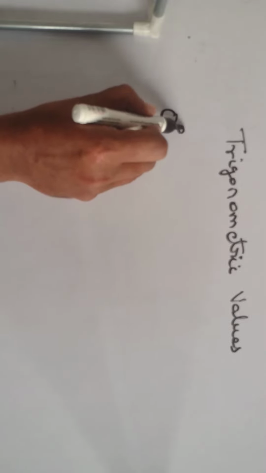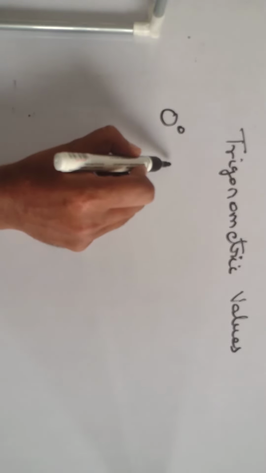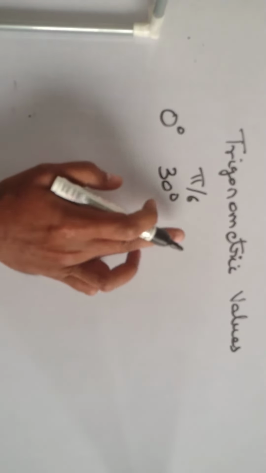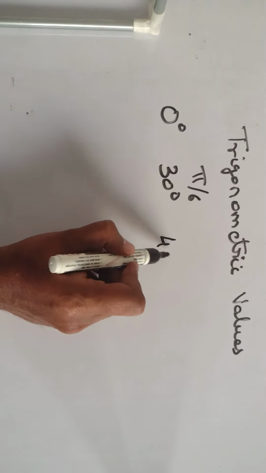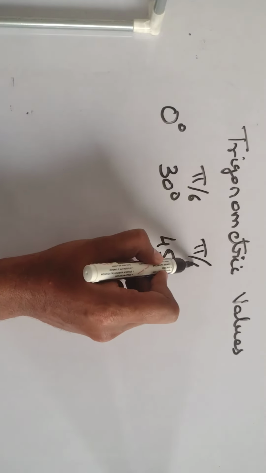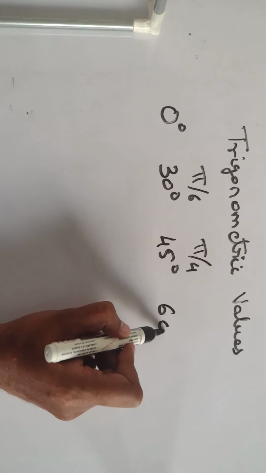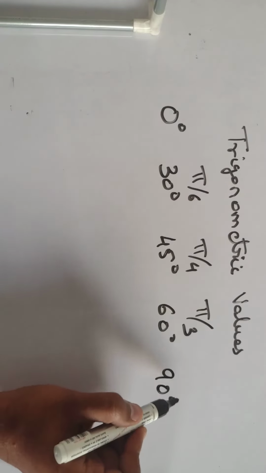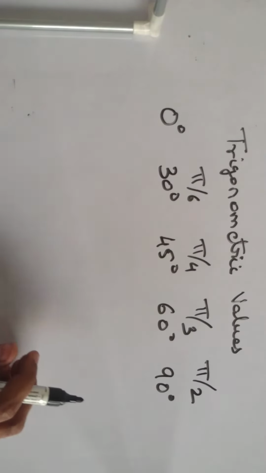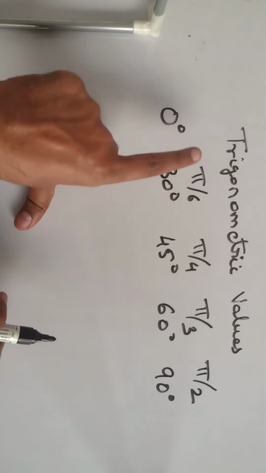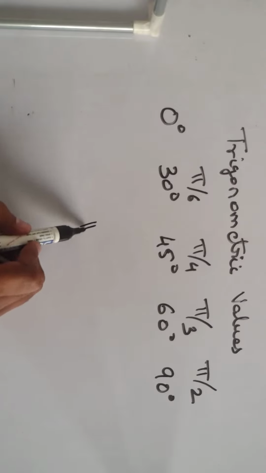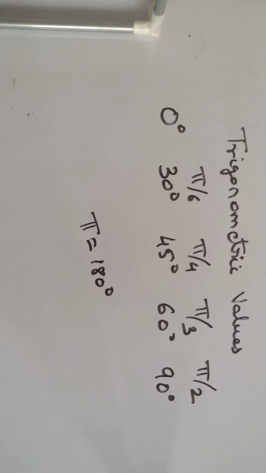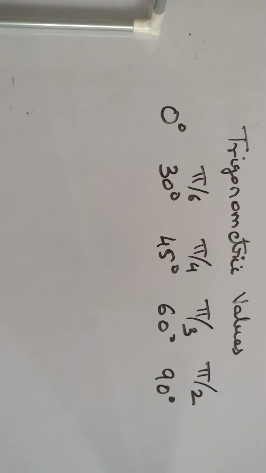0 degree, then 30 degree, and I will write here pi by 6. I am also writing in terms of radians. Then 45 degree, that is pi by 4. Then 60 degree, that is pi by 3, and 90 degrees, that is pi by 2. Understand, if you want to convert this pi into degrees, pi means 180 degrees. Understand this, very important. It's obvious, no need to explain.